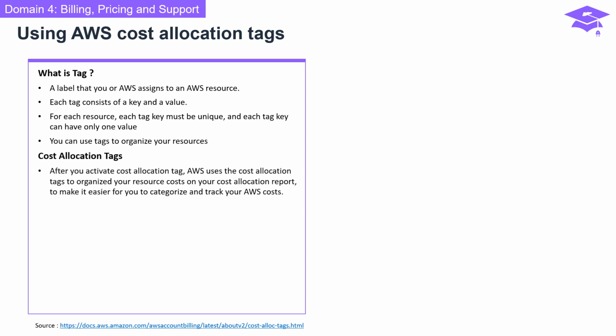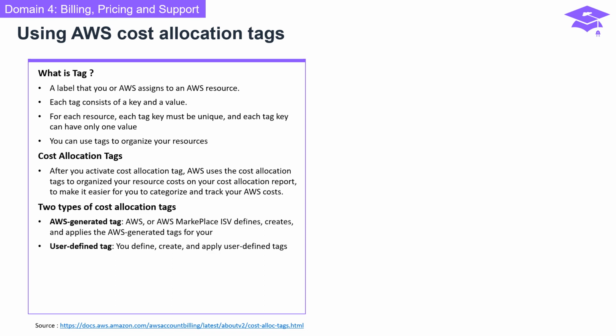After you activate cost allocation tags, AWS utilizes them to organize your resource costs on your cost allocation report. This makes it easier for you to categorize and track your AWS costs. There are 2 types of cost allocation tags: AWS generated tags and user-defined tags. AWS generated tags are tags that AWS or AWS Marketplace ISV defines, creates, and applies for you. User-defined tags are tags you define, create, and apply based on your specific needs.